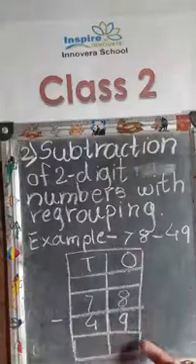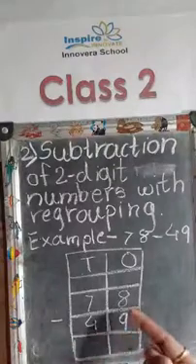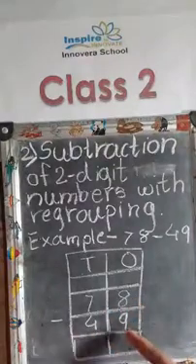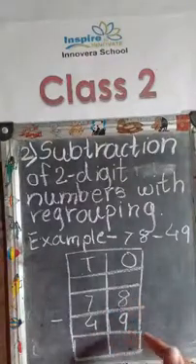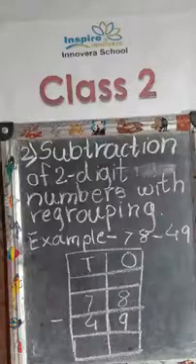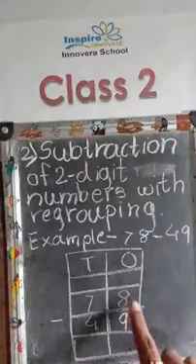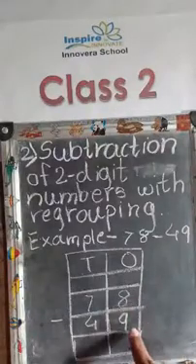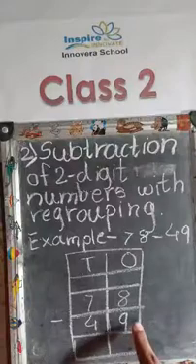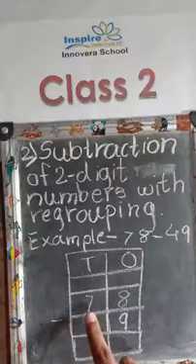So who is there in the ones column? 8 minus 9. So we cannot subtract 9 from 8. So what do we have to do over here? We have to borrow 1 from the tens column, because 8 is a smaller number and 9 is a bigger number. That is why we have to borrow 1 from the tens column.